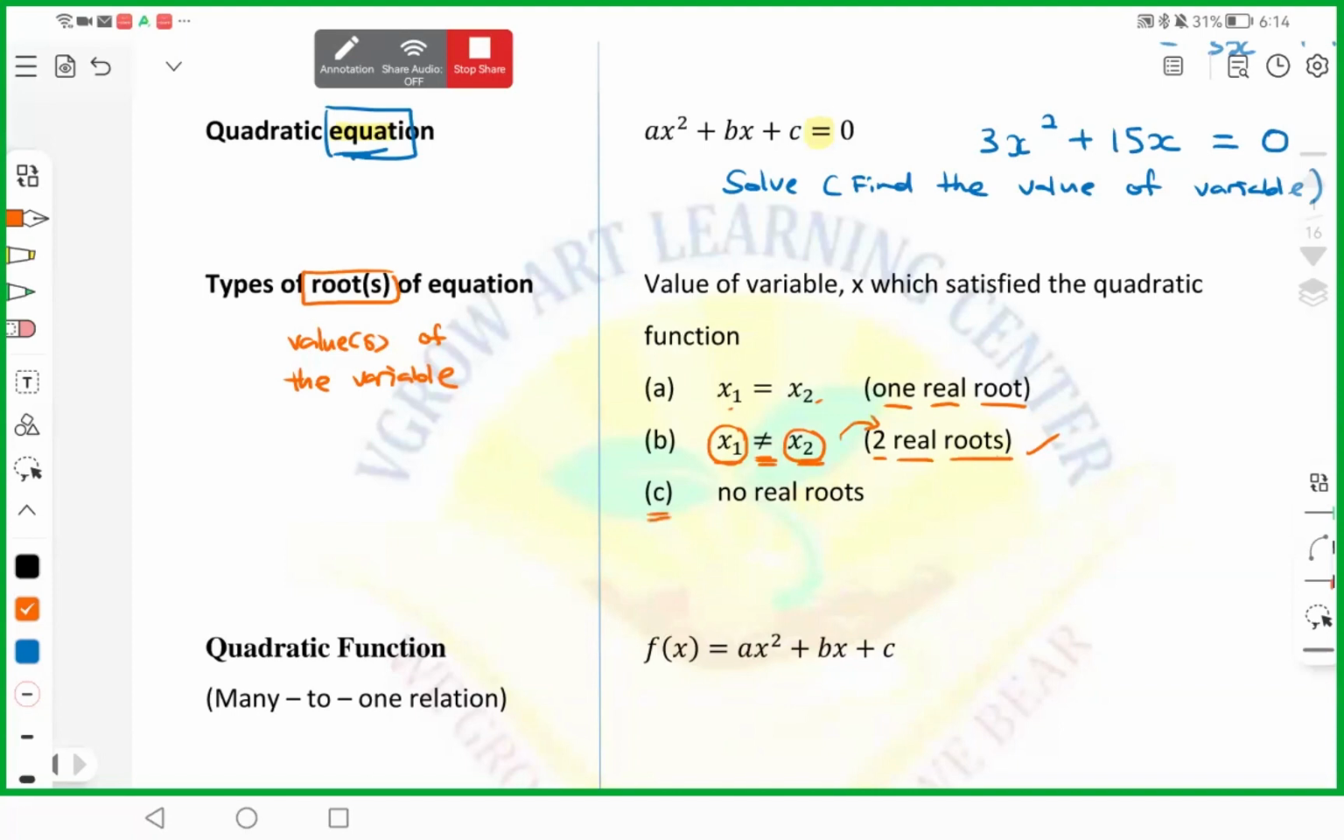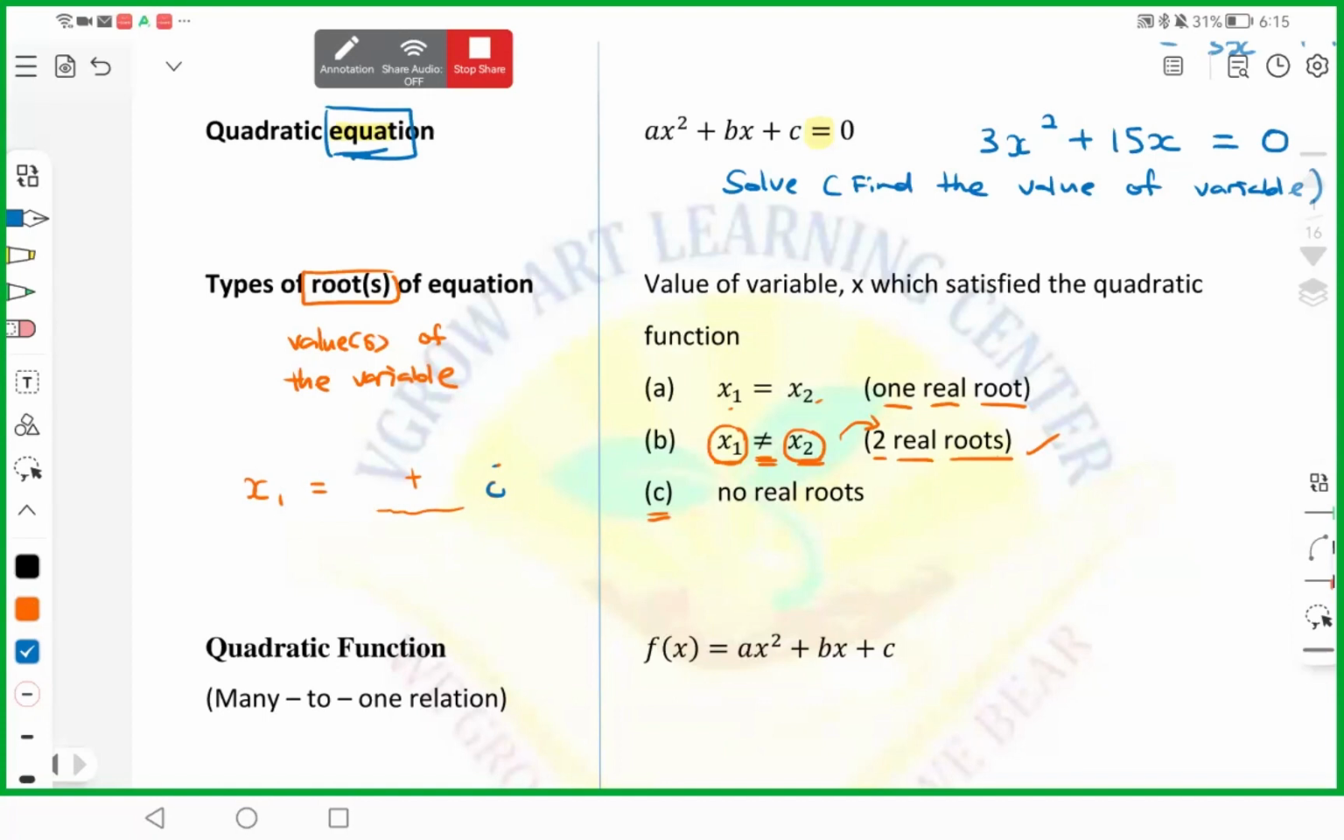The third type means no real roots, means no x. How to recognize no real roots? When you key in the equation a, b, c, the answer shows some fraction and then you get i at the back. If you have i at the back, i means imaginary. So in this case, that means there is no value of x, no real roots.